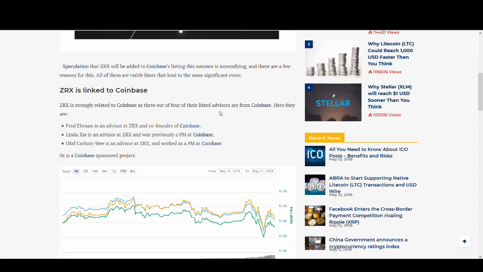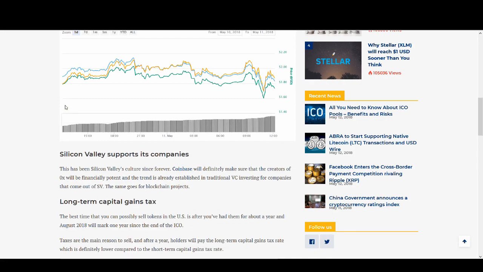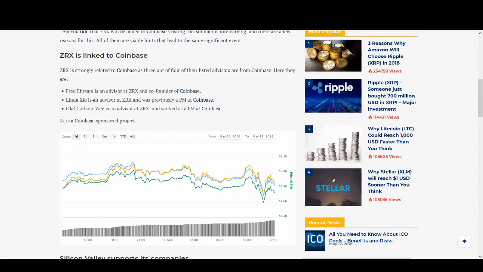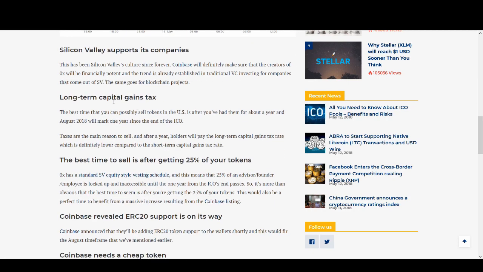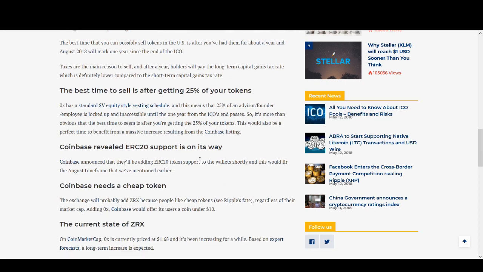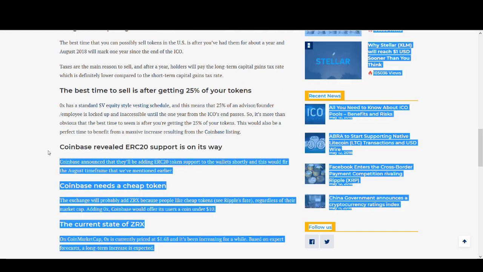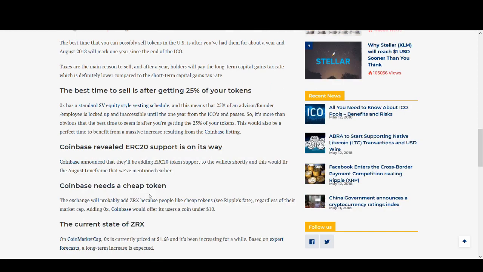So it talks about the links of 0x to Coinbase. Three out of the four members are listed advisors from Coinbase. Silicon Valley supports its companies, long-term capital gains. The best time to sell is after getting 25% off your tokens. Coinbase revealed ERC-20 support is on its way. I've mentioned that, and 0x meets that criteria.